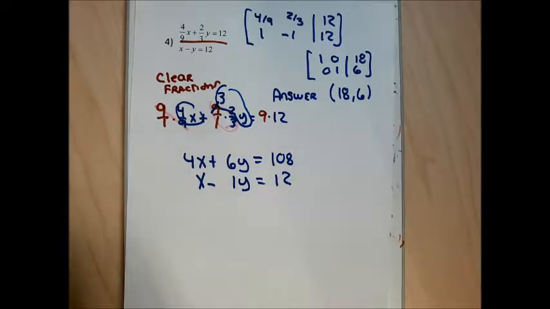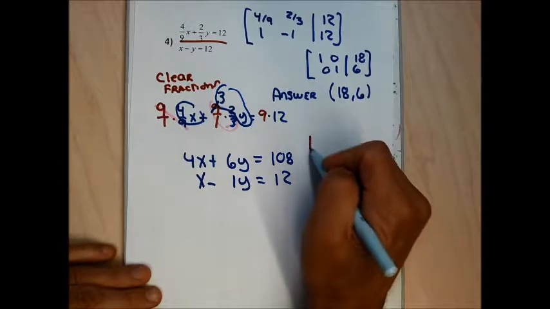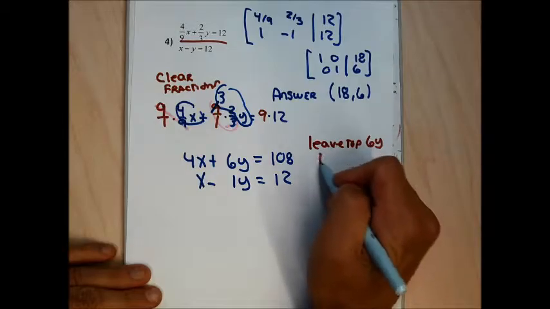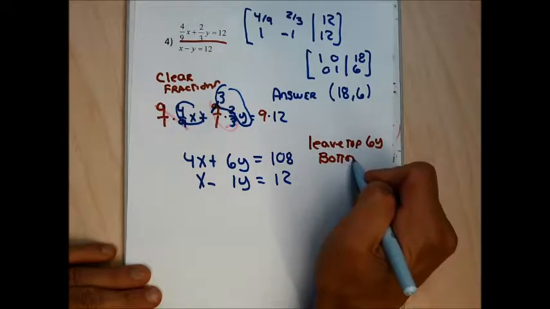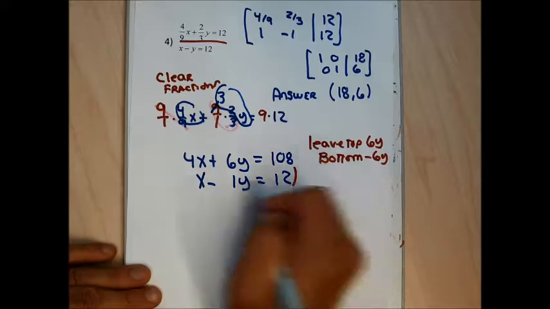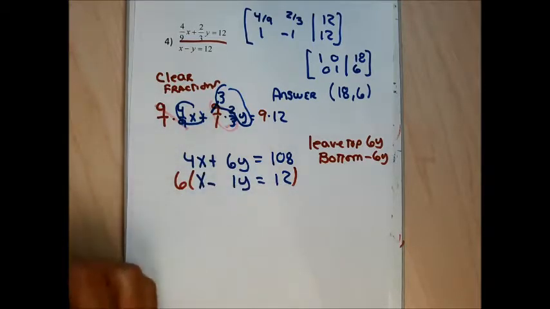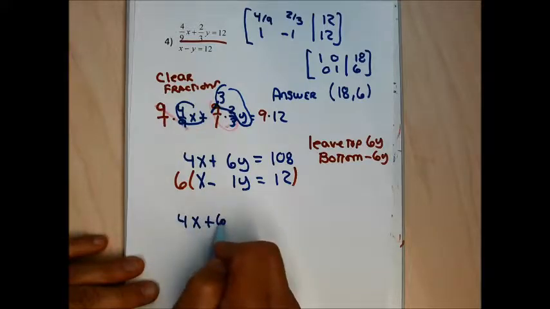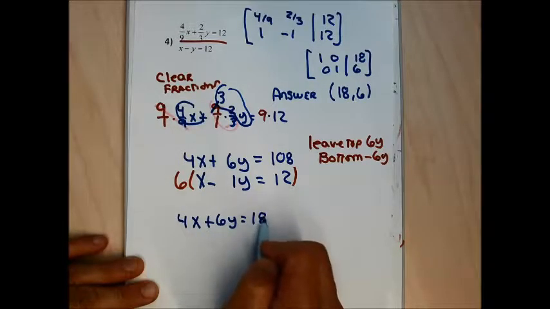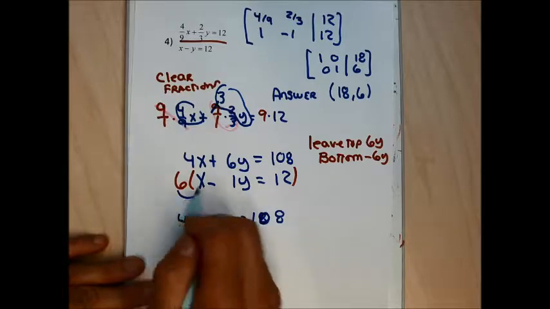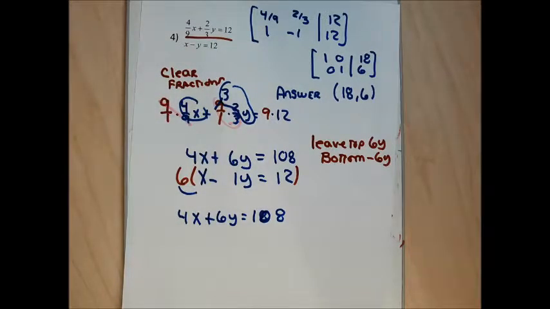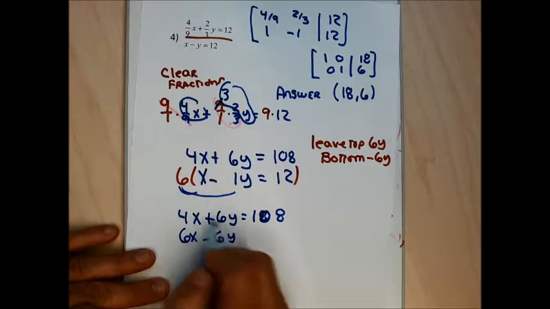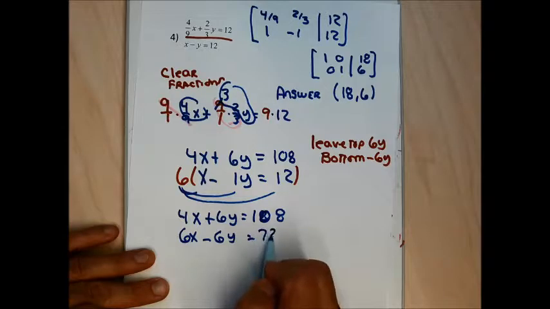And now I'm going to eliminate the y's. I'm going to leave the top with a positive 6y, and I'm going to make the bottom have a negative 6y by multiplying it by 6. So top is going to stay 4x plus 6y equals 108. Bottom, 6 times x is 6x. 6 times minus 1y is minus 6y. 6 times 12 is 72.